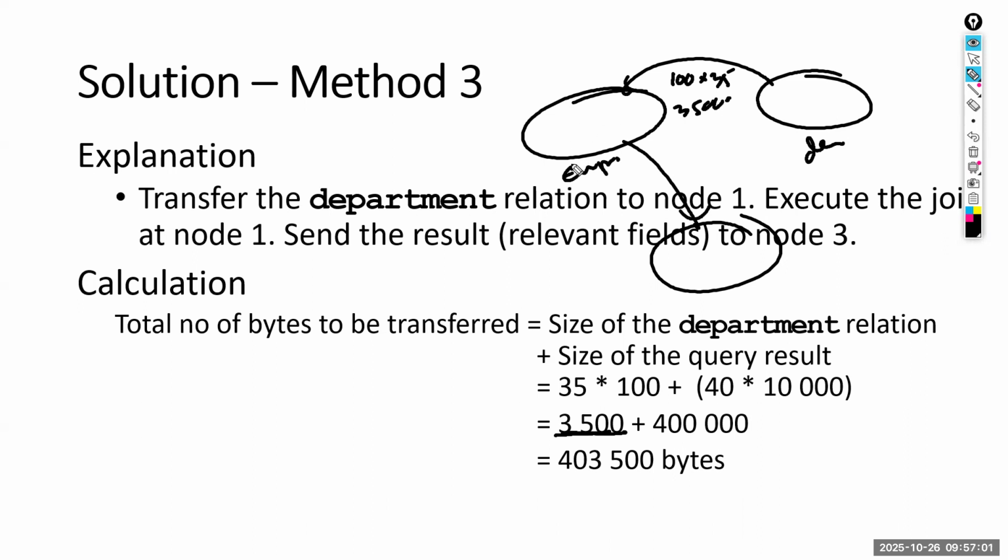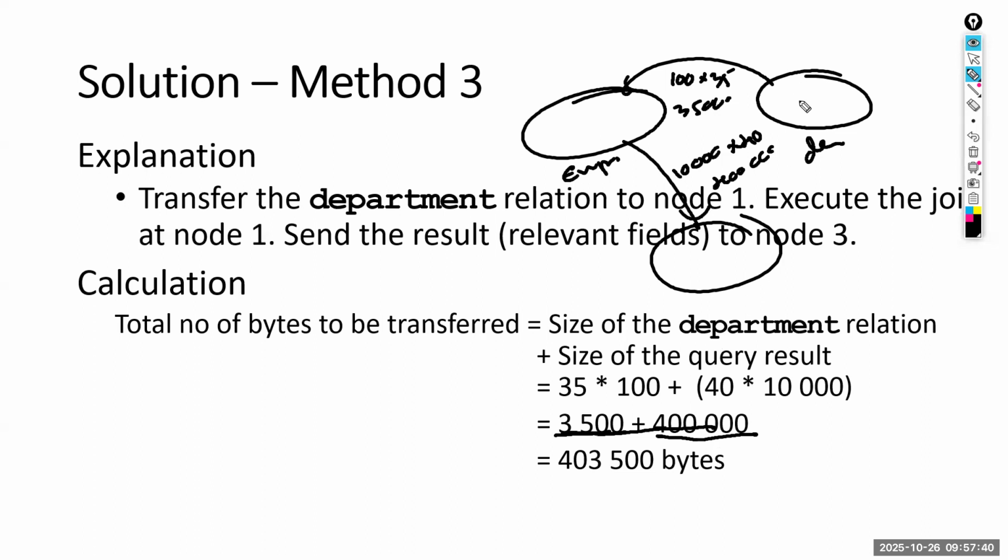After join, we have obviously 10,000 records because 10,000 employees are there. But now we have only those 3 fields: first name, last name, department number. So that sum is 40, right? 40. That means 10,000 into 40. 10,000 into 40 is 400,000. So here 400,000 bytes. Here 3,500 bytes. And now we have the data here. By the time we got the data here, we have 3,500 plus 400,000 data transfer in the network.